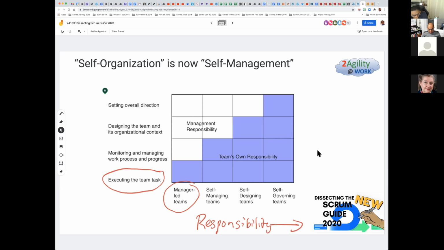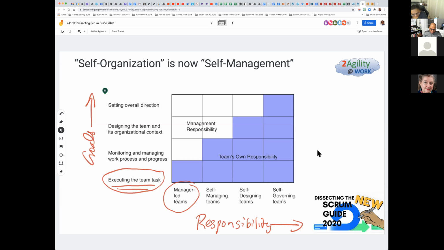And here, these are goals. So if you look at the first step, manager-led teams, the team has no responsibility. The team has responsibility only to do the work. They are only responsible to do the tasks that they're supposed to do, nothing more than that. Now that is not self-organization or self-management. In a self-managing team, the team also monitors and manages the work. So that is the level 2 team.